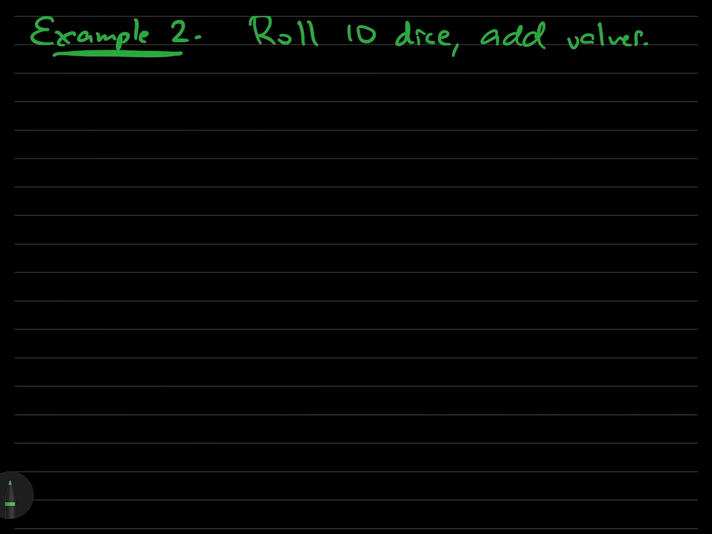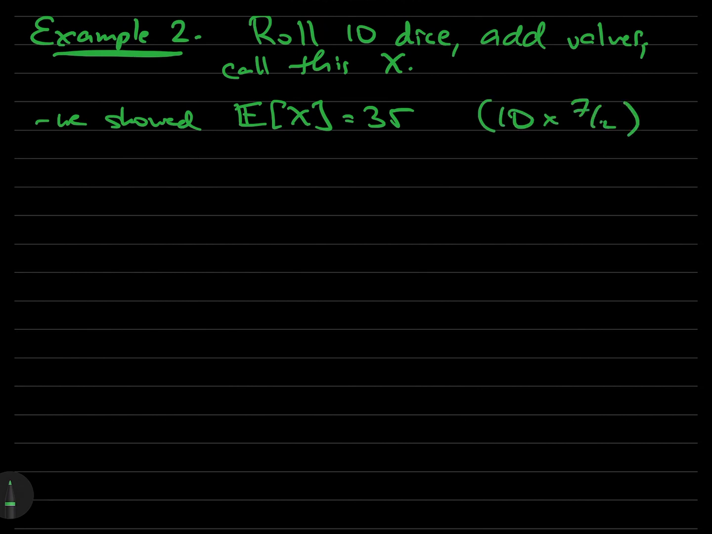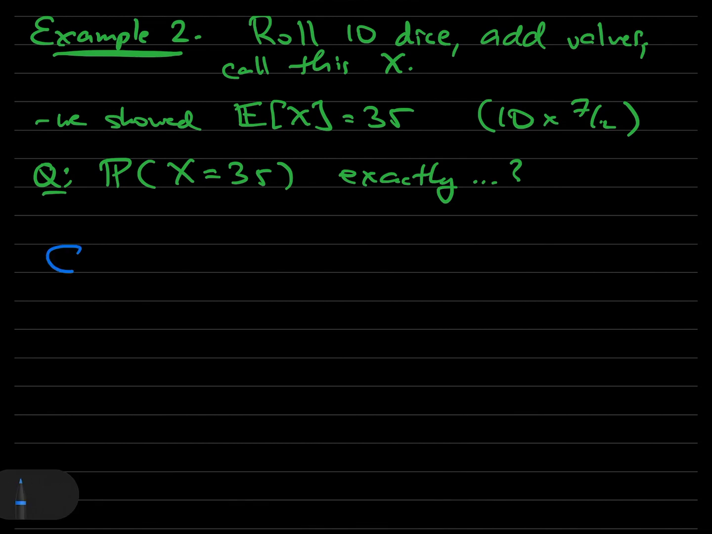Okay, here's an example. Let's say we roll 10 dice and add the values. Call this sum the random variable x. We showed earlier that the expected value of x is 35, simply because it's 10 times 7 halves. Here's a question though. What's the probability that x equals 35 exactly?